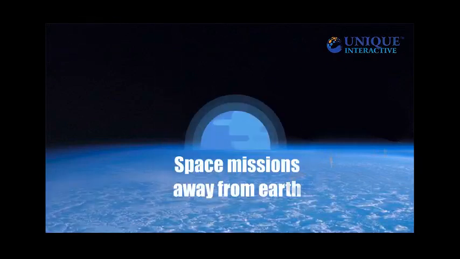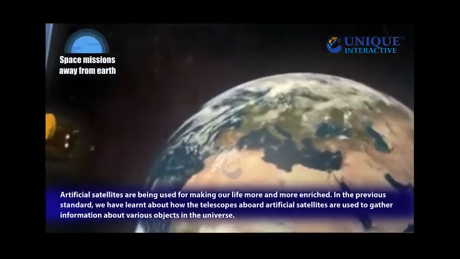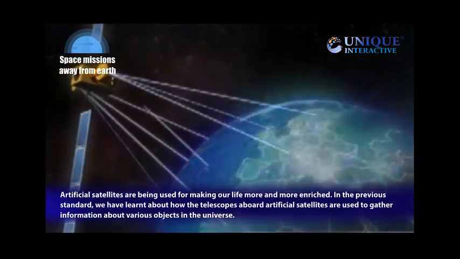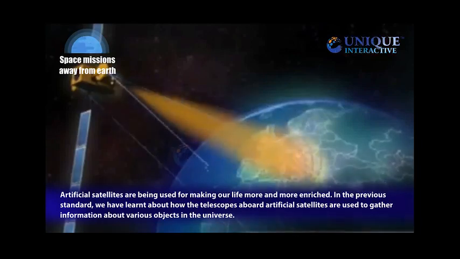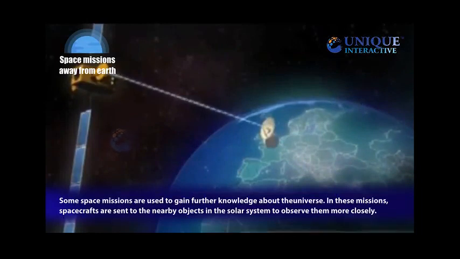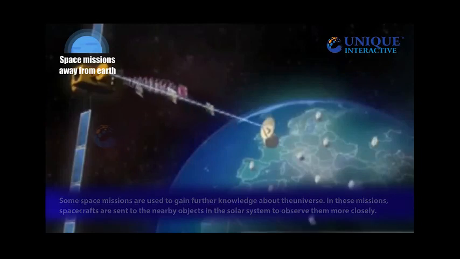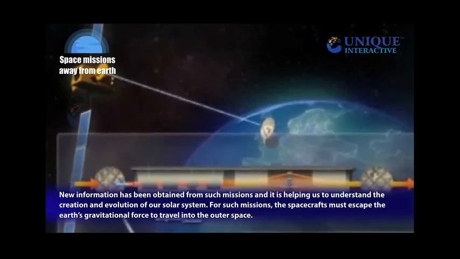Space missions away from Earth. As we have seen above, artificial satellites are being used for making our life more and more enriched. However, in the previous standard, we have learned about how the telescopes aboard artificial satellites are used to gather information about various objects in the universe. Similarly, some space missions are used to gain further knowledge about the universe. In these missions, spacecrafts are sent to the nearby objects in the solar system to observe them more closely.